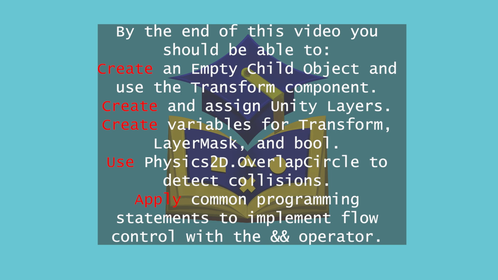By the end of this video, you should be able to create an empty child object and use the transform component, create and assign Unity layers, create variables for transform, LayerMask, and booleans, be able to use Physics2D.OverlapCircle to detect collisions, and apply common programming statements to implement flow control with the AND operator.